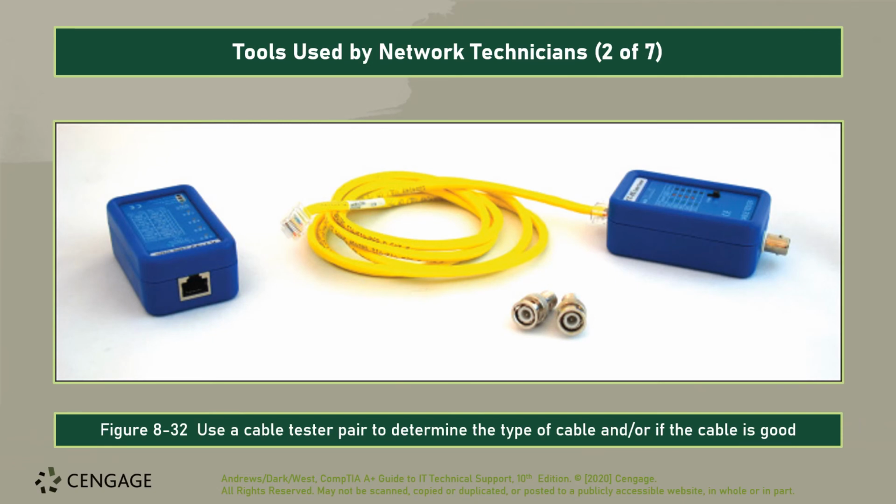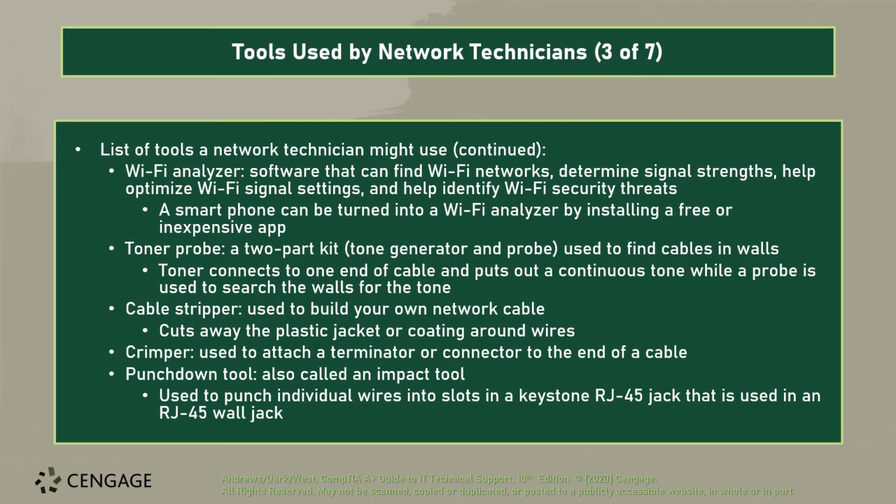So here we see a cable tester, just a basic one with the little BNC caps on the end, allowing you to connect them together. We may also use things like a Wi-Fi analyzer, software that can help us define networks, determine signal strength, optimize them, as well as identifying Wi-Fi security threats. A toner probe. This is a two-part kit that can be used to find cables in walls. Cable stripper, crimper. These are in order to cut your own network cable.